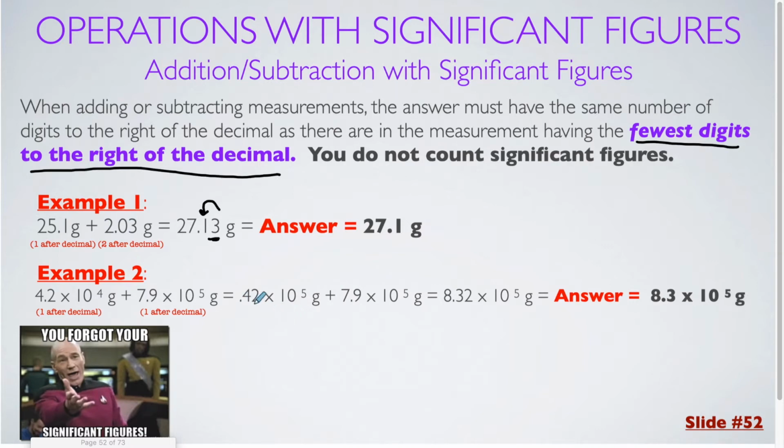So I have 0.42 plus 7.9, and I end up with 8.32. And now the exponent can just carry through. So 8.32 times 10 to the 5th. Now I'm going to do the significant figure part of this. Looking at my original values, this was one place after the decimal and one place after the decimal. That means my final answer must also be one place after the decimal. So I look to the 2. It is not enough to round up the 3, so it gets cut off. So my final answer would be 8.3 times 10 to the 5th.